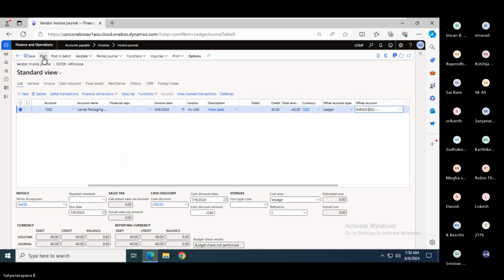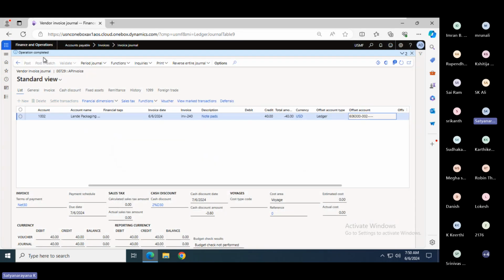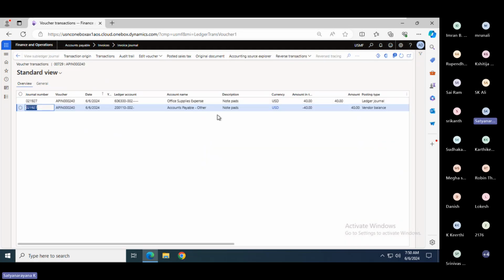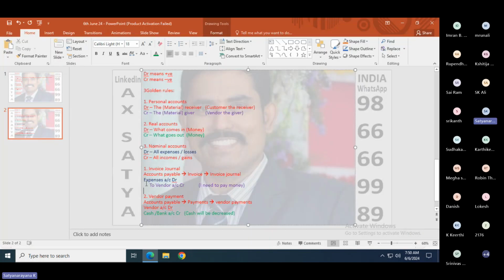You are posting. How to do it is very simple, but what is the purpose you are doing it for? What is debit? What is credit? Everything you need to understand. So expenses account debit, this is office expenses. Expenses account debit to vendor account credit, vendor balance account credit. That's what we learned here.